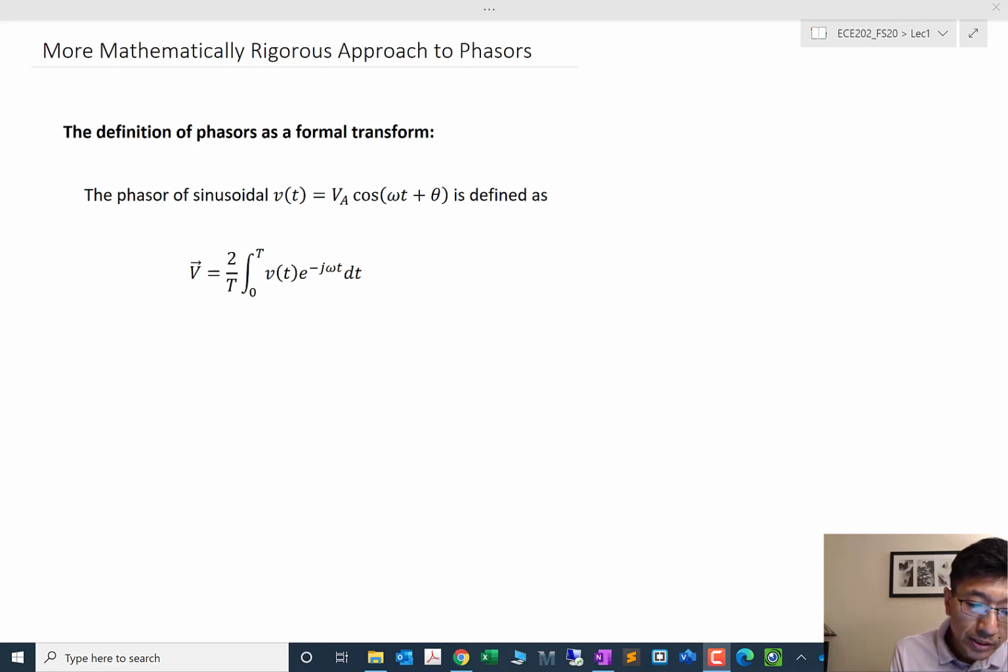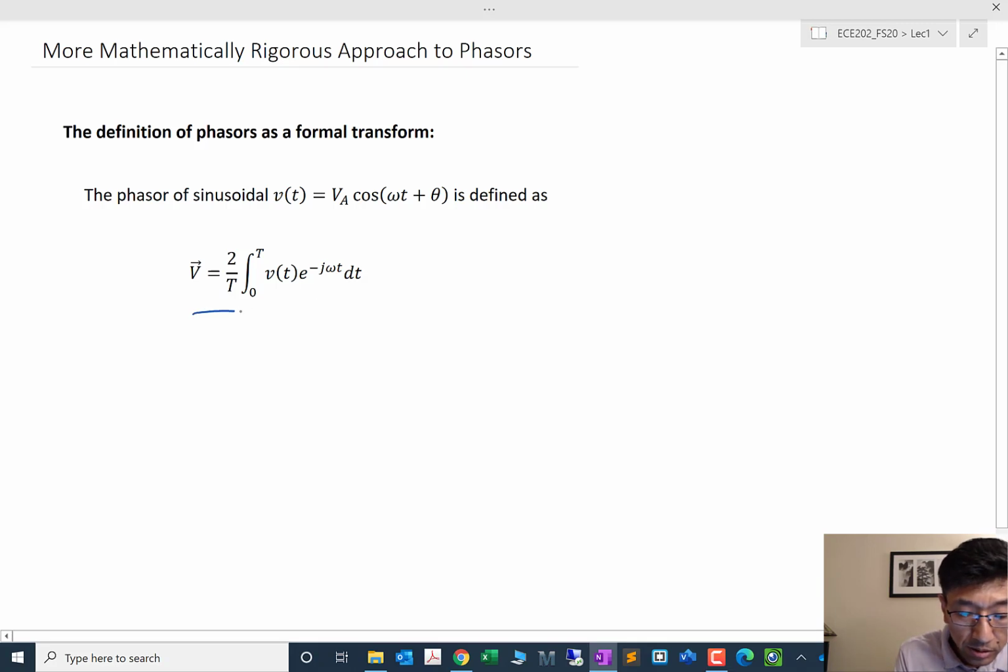For the phasor, instead of just taking the amplitude and the phase angle, we can define it as a formal transformation as shown here. So we integrate this sinusoidal signal multiplied by e to the minus j omega t over a fundamental period, which is T, related to omega as T equals 2 pi over omega. Okay. And let's check if this really works.